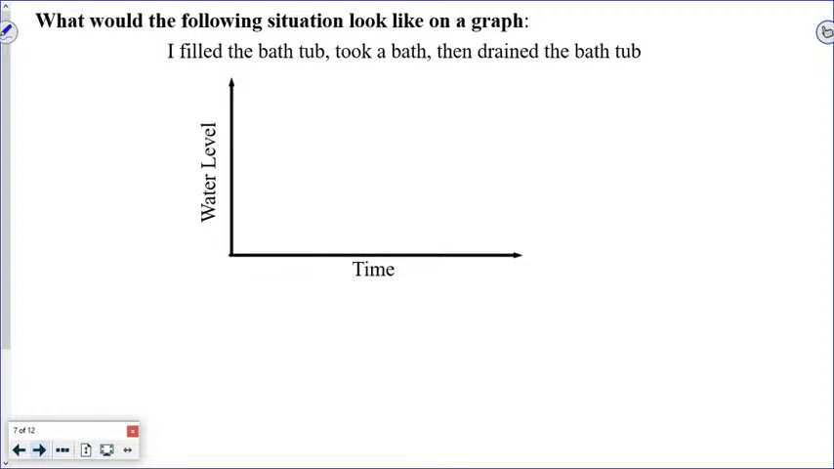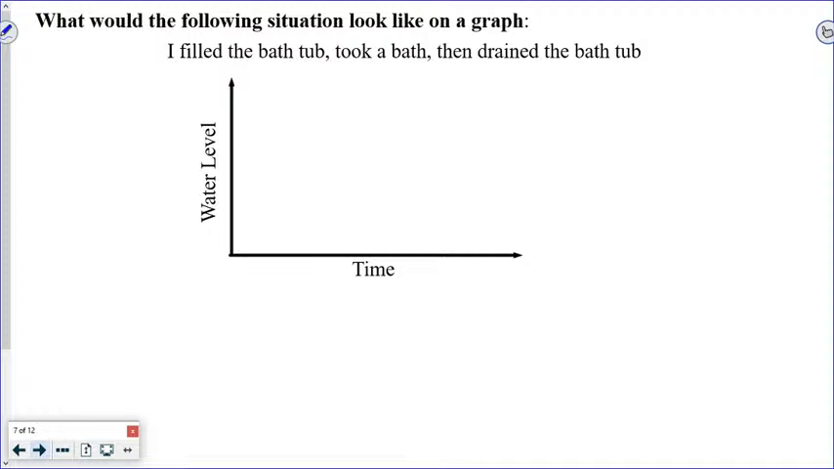Another thing that we're going to look at is graphs representing things like a situation in the real world. And what would that look like as a line drawn on this picture? As I look at this, what would the following situation look like as a graph? I filled the bathtub, took a bath, drained the bathtub. Visualize this happening. My graph is over time, what is the water level?